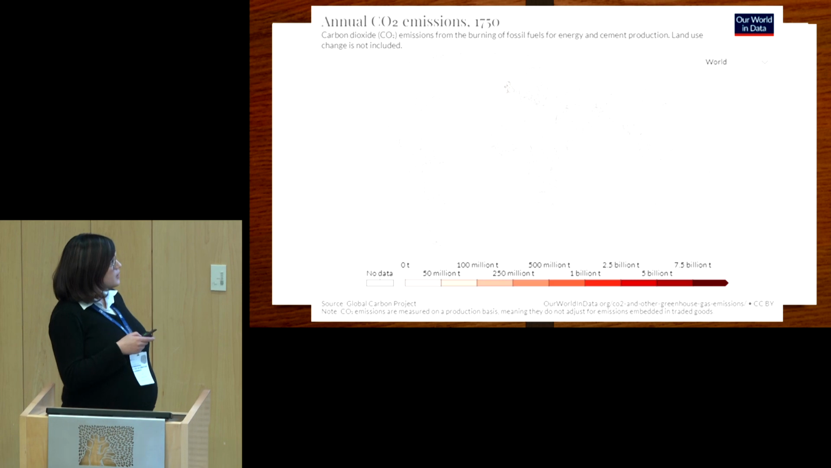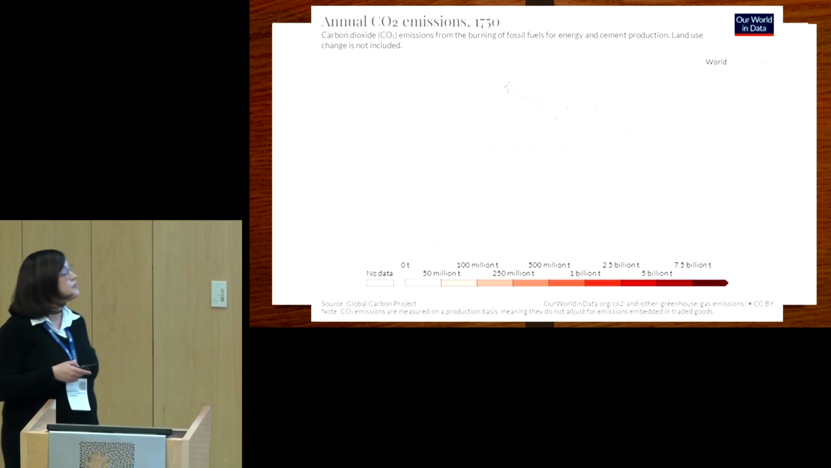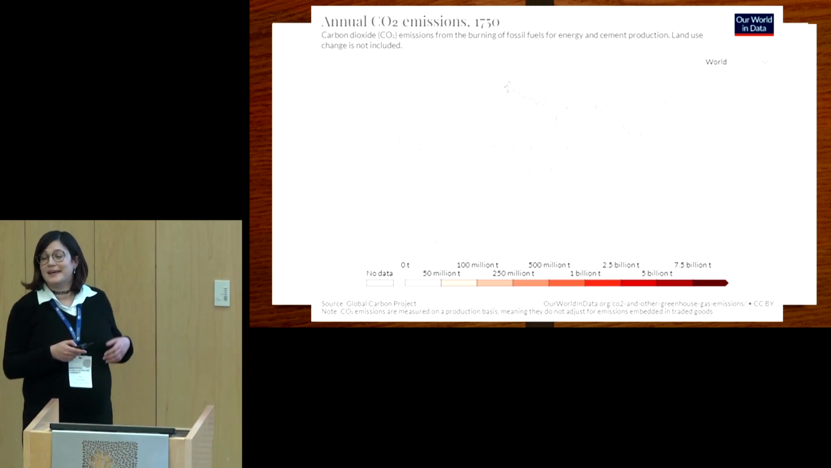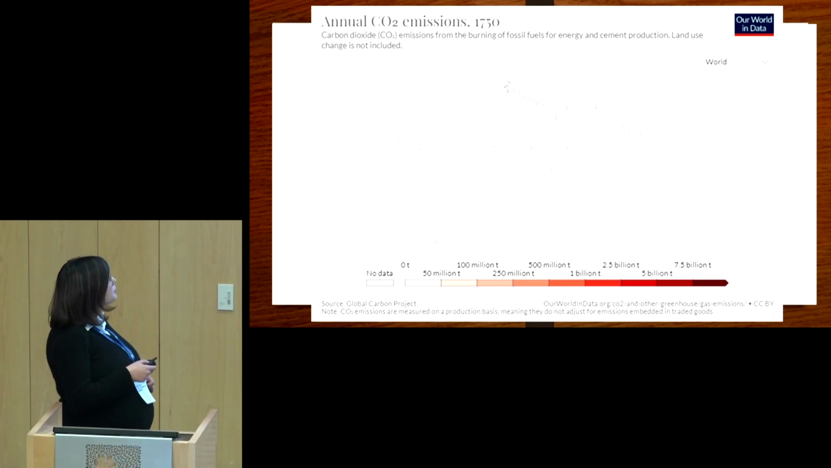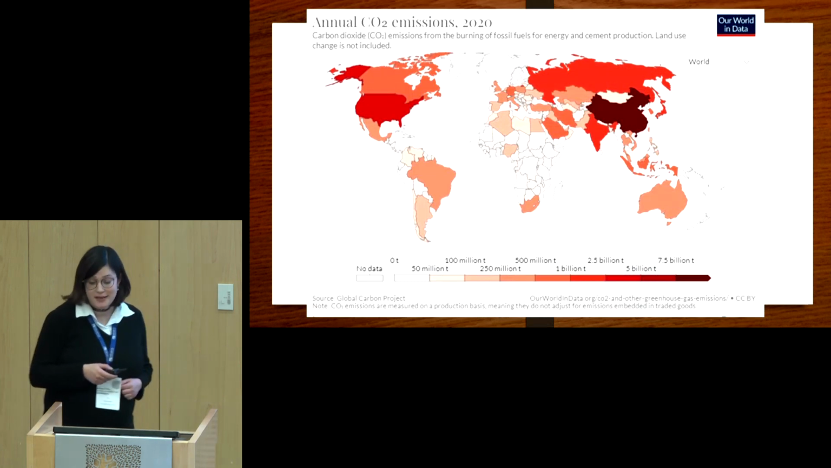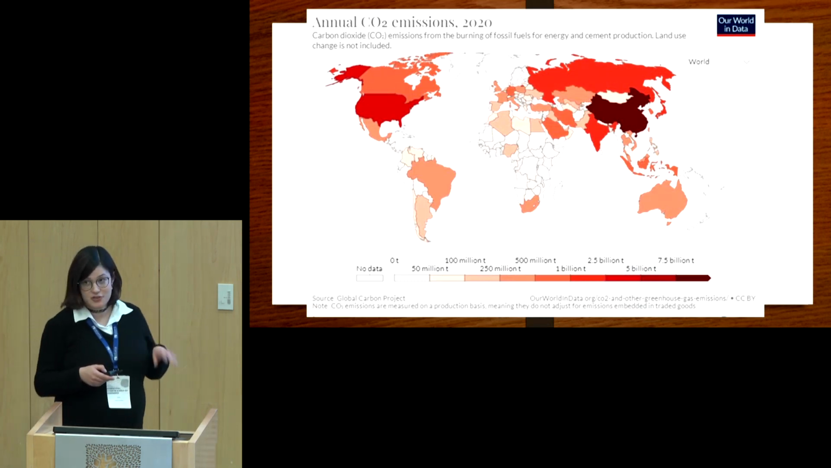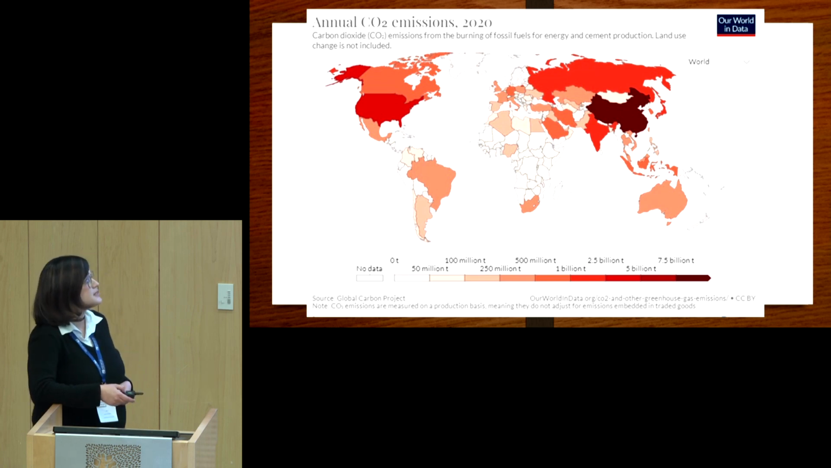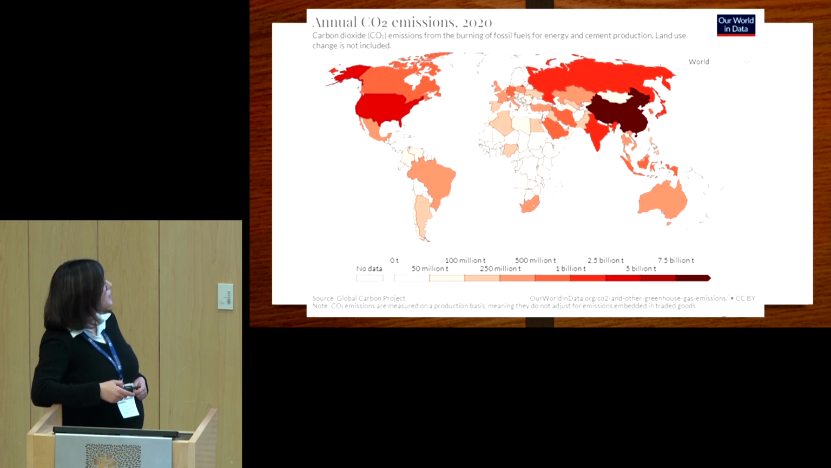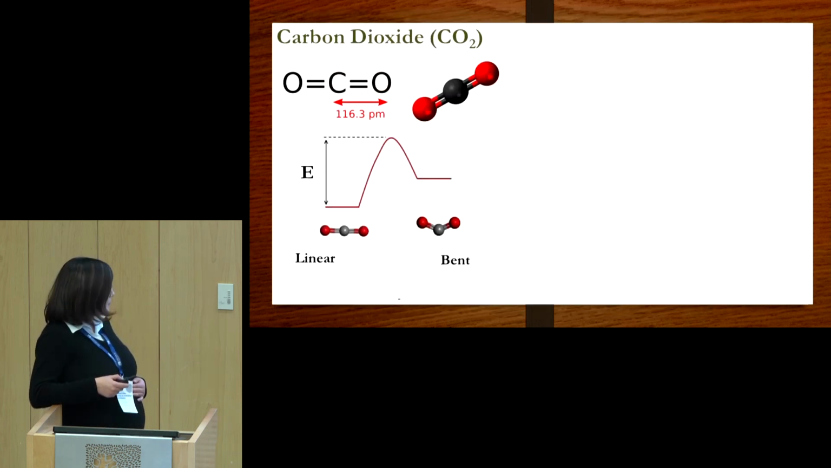So if we look together at the map of the world in 1750, we can see here that most of the world is below 50 million tons of CO2 per year. But if we compare that to 2020, you can see how this picture has changed and how we have a lot of CO2. Most of the countries are above 2.5 billion tons of CO2 per year. So especially the United States, Russia, and China.